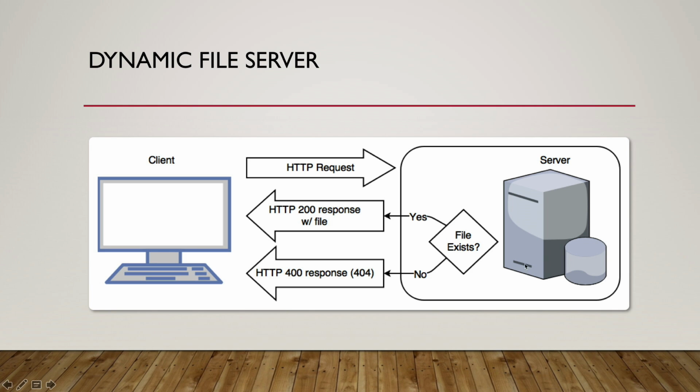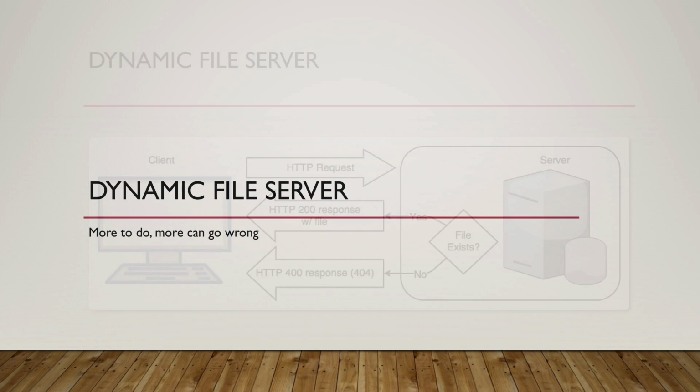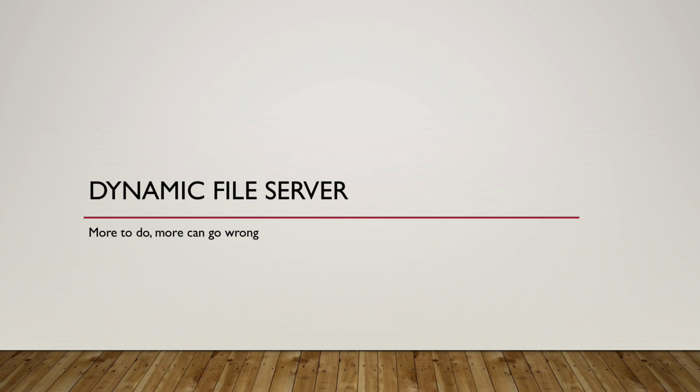Let's take a closer look now at what the server can really do. It can run code just like the client can, and it can make a much more intelligent decision about whether or not the file simply exists, and give you back something that is perhaps a little more useful. So this is when we are dealing with a dynamic file server. The server can do a lot more, but also more can go wrong, and we're going to have to learn how to deal with both of those things.